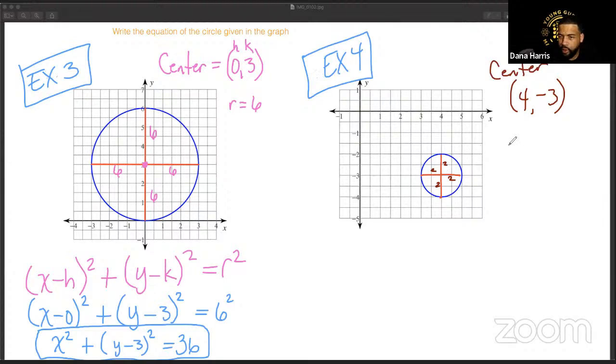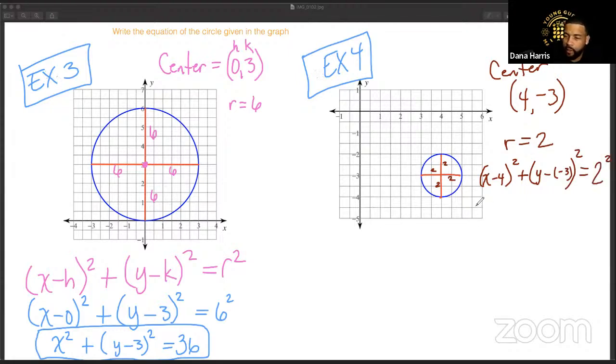And the radius, as you can see, is 2. So we're going to write the equation. Remember, x minus h squared. So x minus 4 squared plus y minus negative 3 in this case squared equals, I'm running out of space. Hold on. Let's erase that. Y'all got to see the whole thing. So x minus 4 squared plus y minus negative 3 squared equals 2 squared.